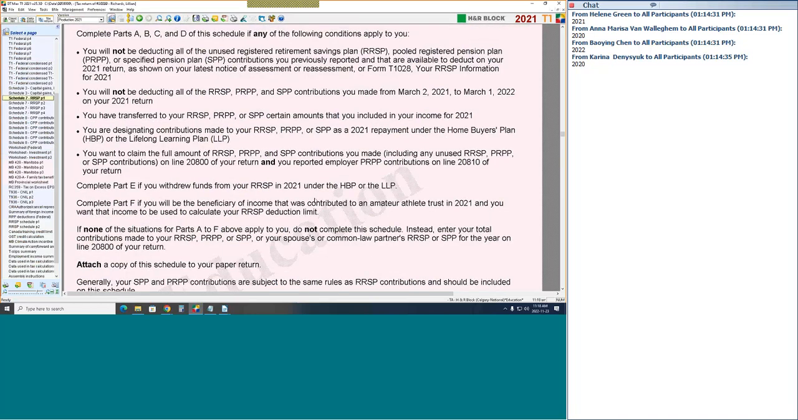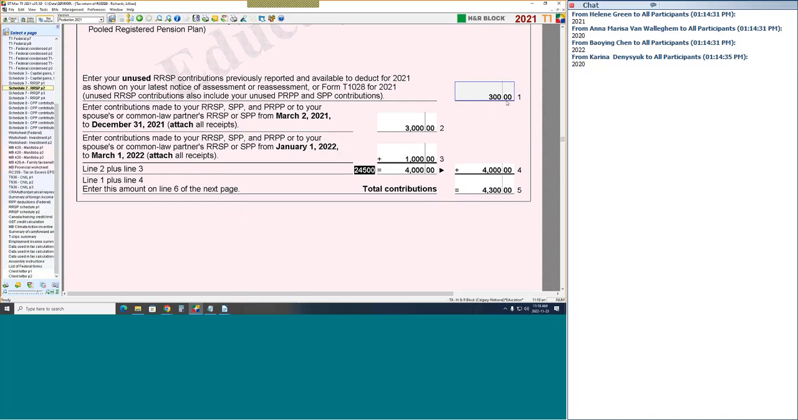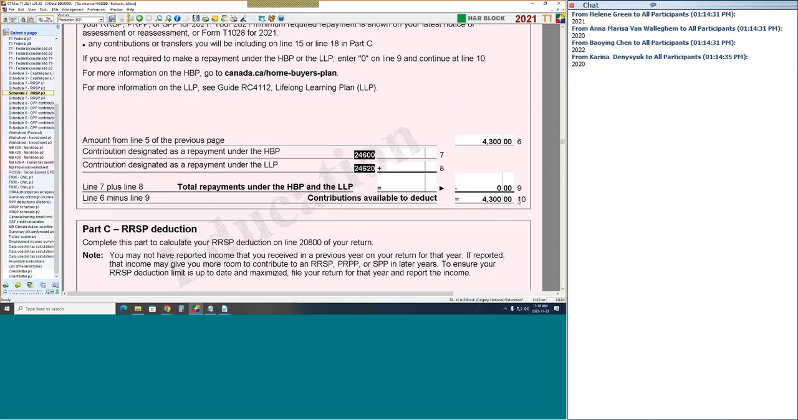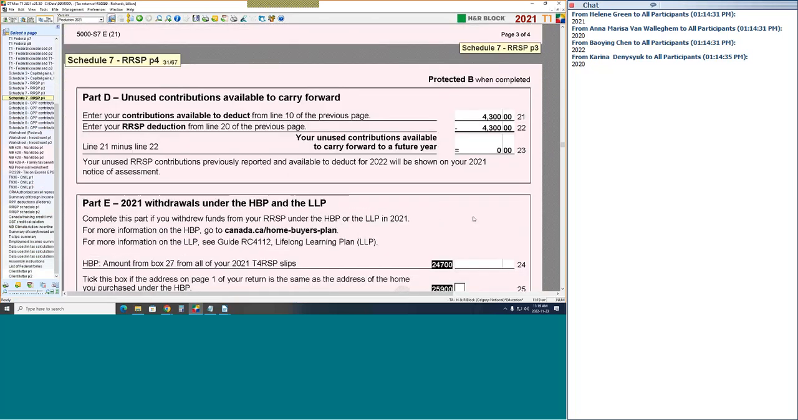So if I go to my Schedule 7 now, you're going to see undeducted contributions on line 1 where they should be, October contribution on line 2, which is where it should be, January, February 2022 contribution on line 3, gives me a total for the year, and then it's going to go down, check the limit, do the full deduction, and have no carry forward. So next year, no carry forward. This year, nice big deduction.